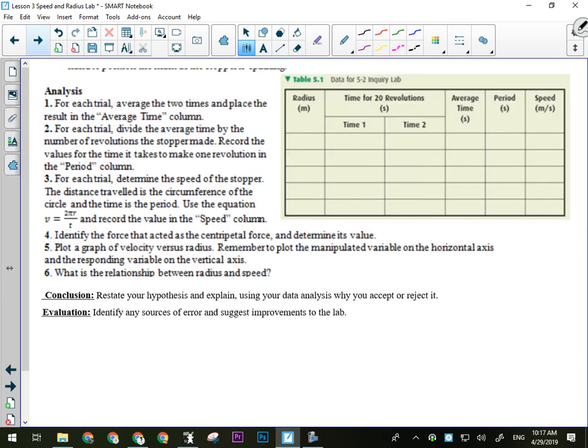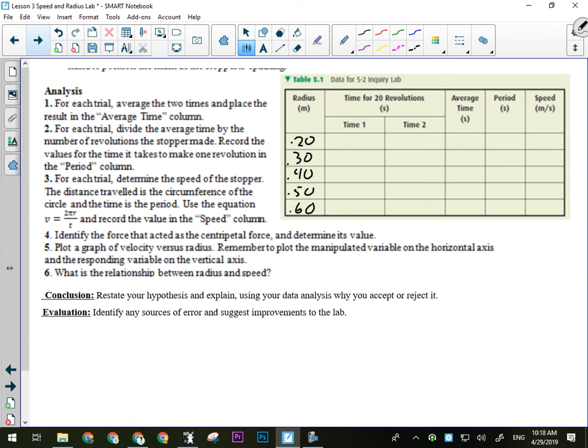So we're going to be filling in a chart like this. I think I built one in your lab report already. So you'll have your radius. This will be 0.20 meters, 0.30 meters, 0.40, 0.50, 0.60. Make sure it's in meters. It makes a difference. Then your time for 20 revolutions, your average time, your period, and then your speed. We're just using the formulas to calculate those. To calculate period, you're dividing your average time by 20. Calculate your speeds: v is 2πr over T.